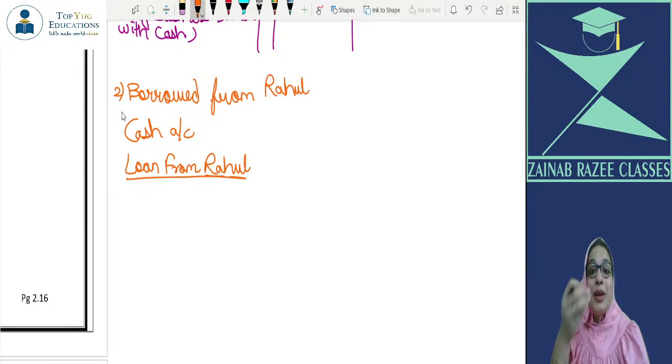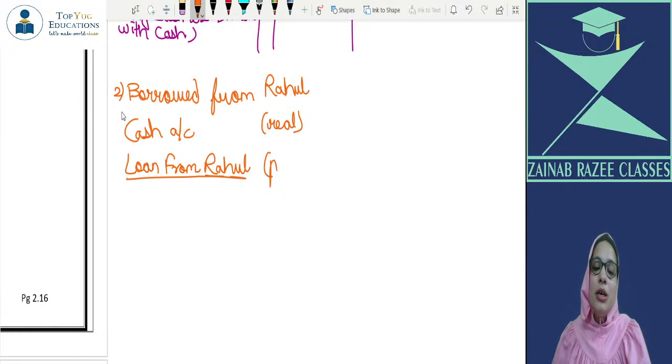Loan from Rahul represents that you have taken a loan from Rahul, but whatever it is, representative personal or natural personal, it is actually a personal account. So the rule for personal account will be applied. So cash, real account; loan from Rahul, personal account. Now for real account, the rule is debit what comes in. So cash is coming in. Cash is coming in. That is why debit.